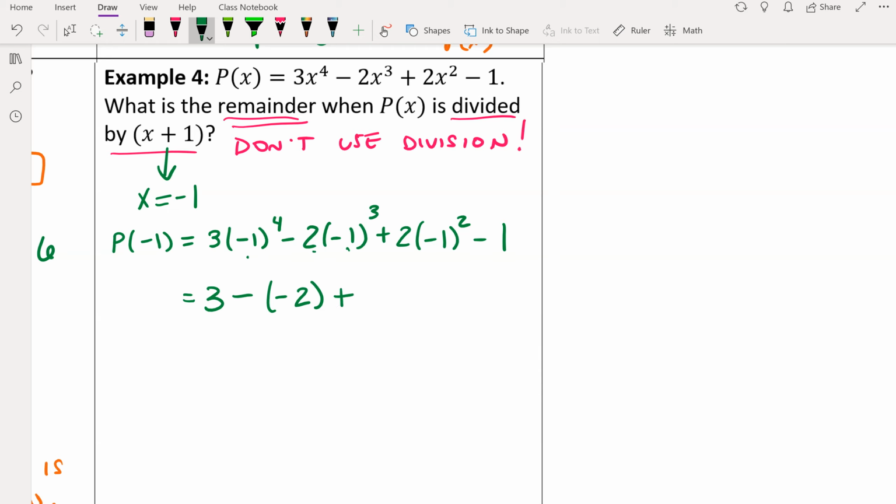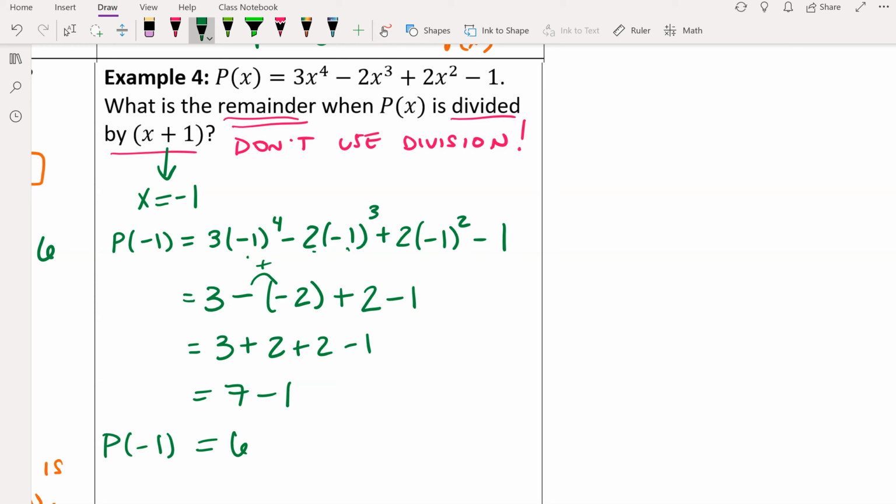Okay, negative 1 to the 4th would be positive 1. So we have 3 times positive 1, which is 3, minus 2 times negative 1. Because negative 1 cubed is negative 1, so minus negative 2, plus 2 times negative 1 squared, which is positive 1, so 2 minus 1. 3 plus 2 is 5, plus 2 is 7, minus 1 equals 6. So P of negative 1 equals 6. When you plug in x equals negative 1, you get the remainder. So this means the remainder equals 6. When you plug in the solution, you get the remainder.